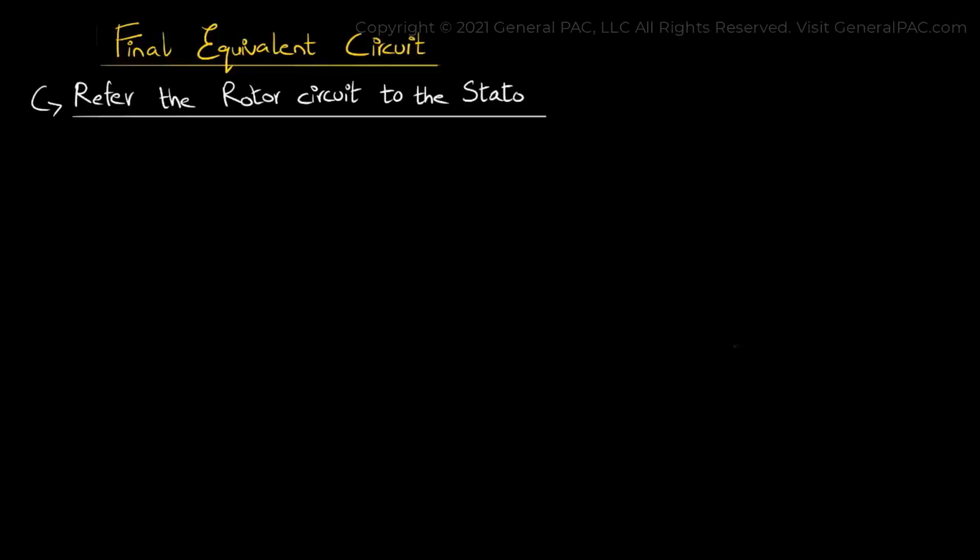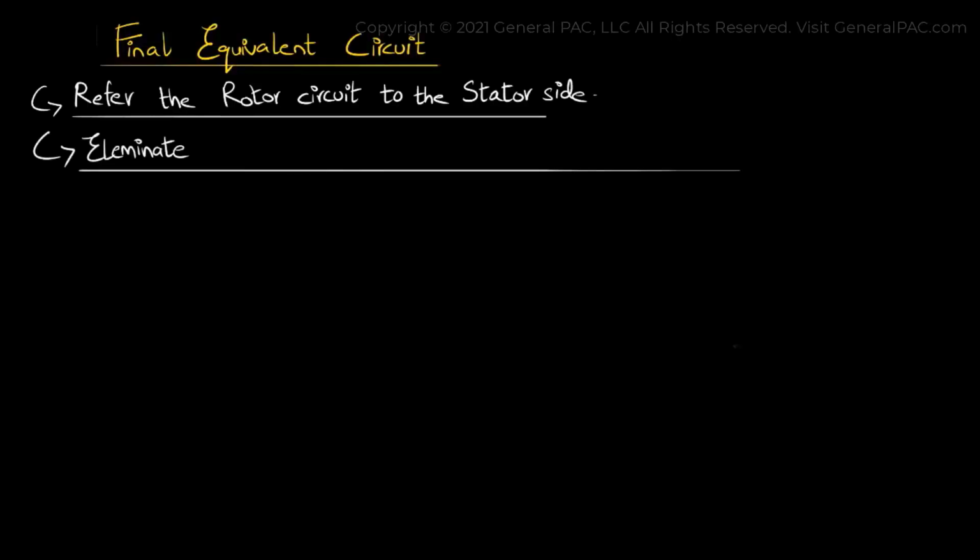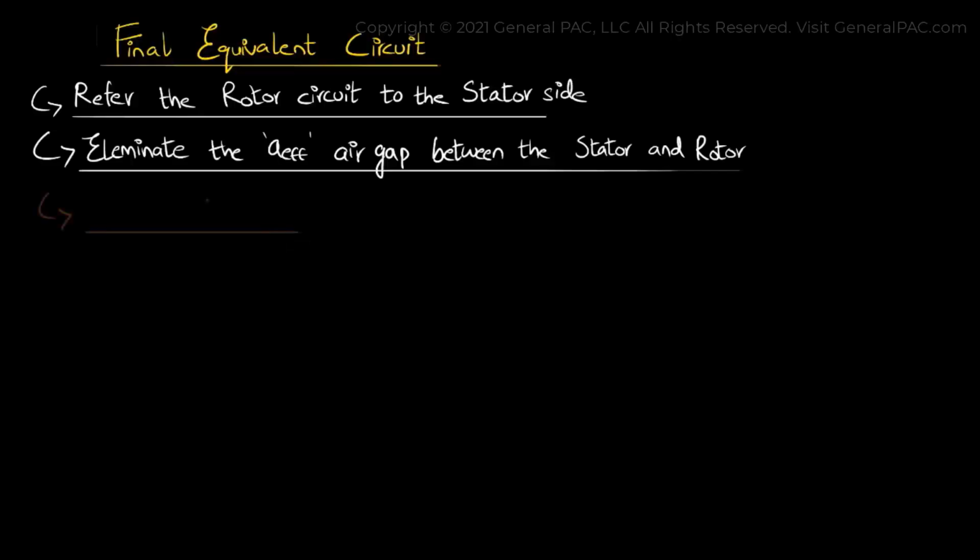Now, for the final equivalent circuit, all we have to do is to refer or shift the rotor circuit to the stator side and eliminate the AEFF air gap between the stator and the rotor, as we do in the transformer analysis, i.e. refer the secondary circuit to the primary circuit, or refer the secondary winding to the primary winding, and vice versa. Now, this can be done by first multiplying the effective turns ratio, or the AEFF, with the rotor voltage ER0. This product can be denoted as ER.